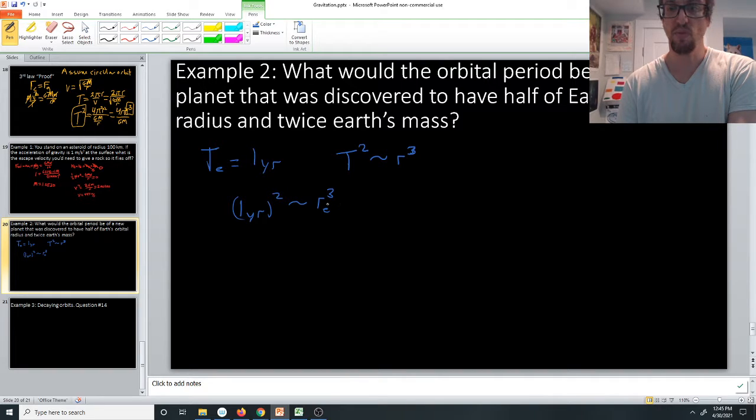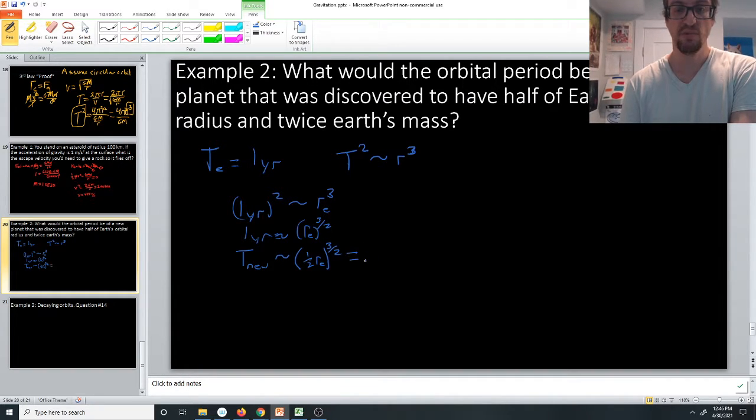What I'm going to do is multiply this by 1/2. So I get the new period, T new, is proportional to, which means 1 year is proportional to the radius of the Earth to the 3/2. This T new is proportional to 1/2 raised to the 3/2. This comes out to be 0.35 times the radius of the Earth to the 3/2, which means that this is equal to 0.35 years.